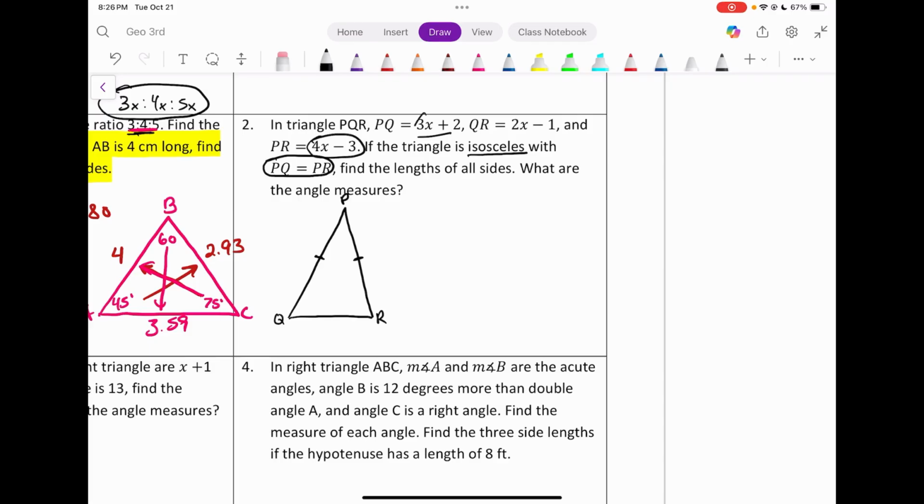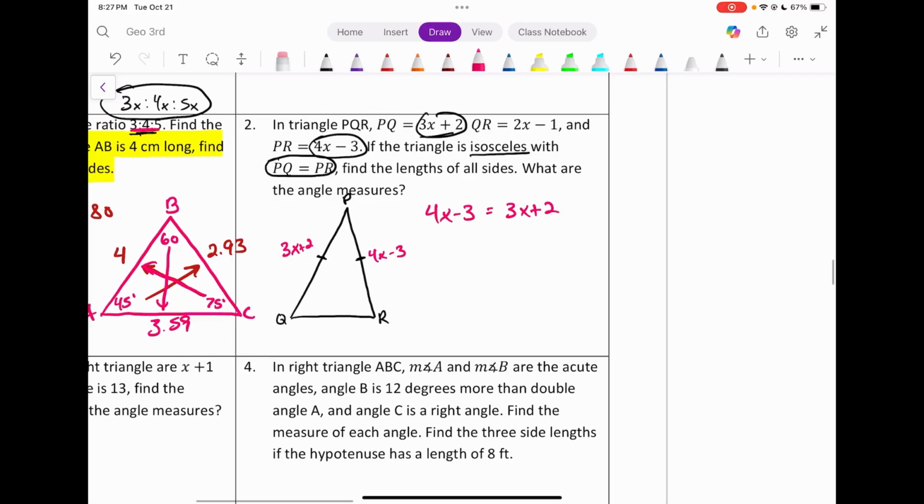So my equation, what I would do, since those are the two sides that are congruent, then I know that 4x minus 3 and 3x plus 2 have to be the same size. They have to be equal. So, and let's go ahead and label this so I don't get lost. 4x minus 3 is PR. I put that on the wrong side. That's supposed to be 4x minus 3 here. PQ has a value of 3x plus 2. And then the bottom down here, the QR is 2x minus 1. Again, we know it's isosceles. The sides are the same.